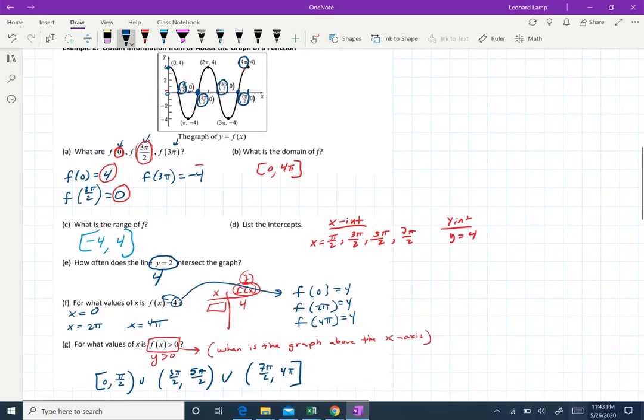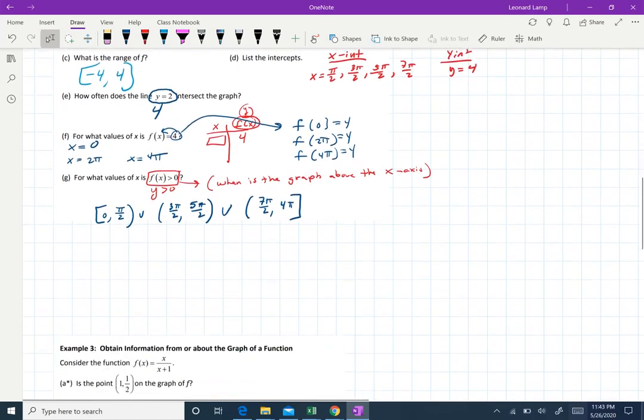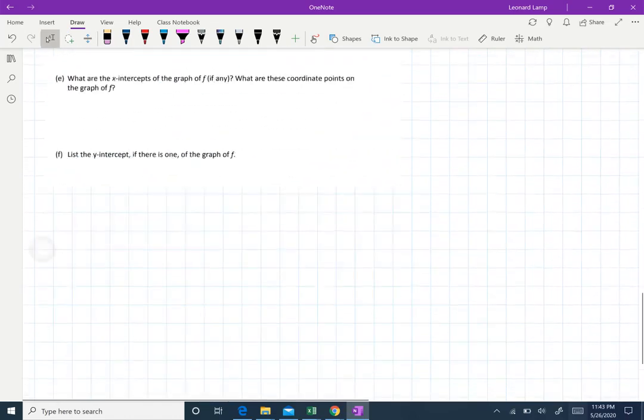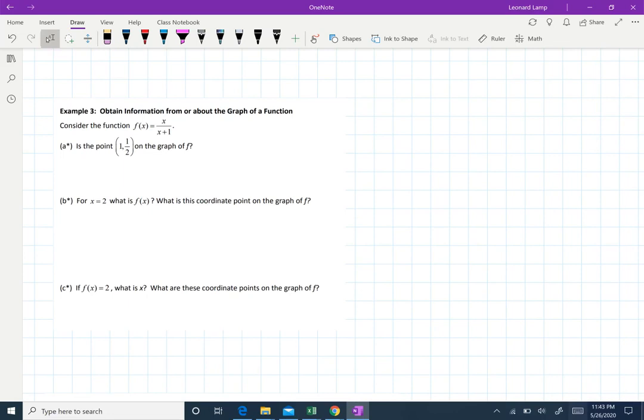So let me zoom out, wait a couple seconds, and make sure you guys have that down. Okay, thankfully 2.2 isn't that long, so we have one more example in example 2.2. So example number 3. So consider the function.